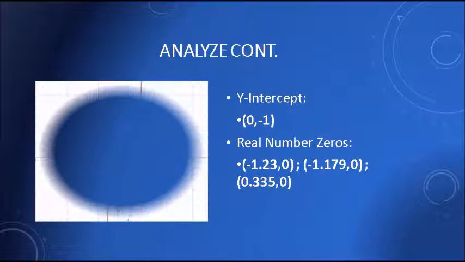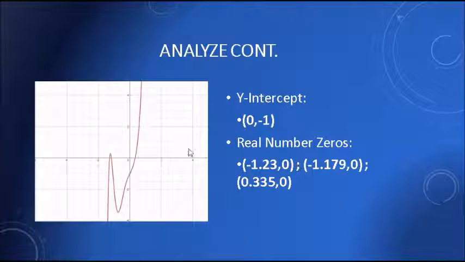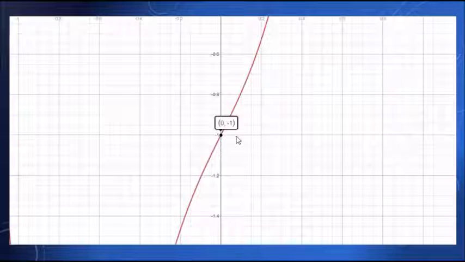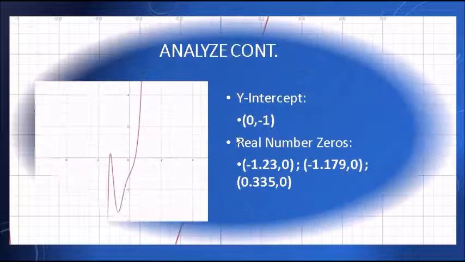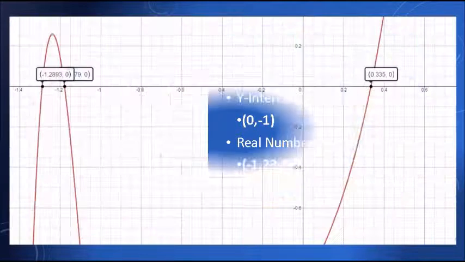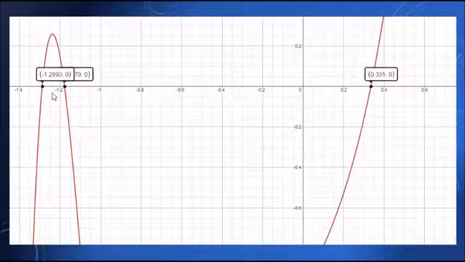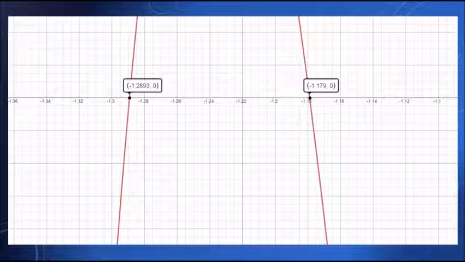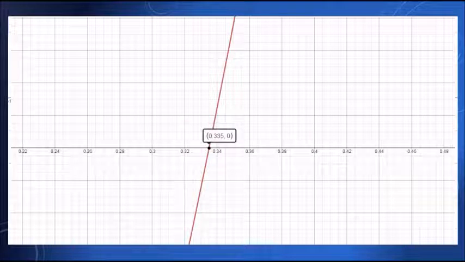The y-intercept is when the line of the graph crosses the y-axis, which is this one, and the zeros are the same thing as the x-intercepts, which is when the line crosses the x-axis, which is this one. As we zoom in, we can see that when it crosses the y-axis, it is at (0, -1), making that the y-intercept. And it crosses the x-axis at 3 points, which are these. As we zoom into these points, we can see that the two x-intercepts on the left are (-1.2893, 0) and (-1.179, 0), and on the right, it is (0.335, 0).